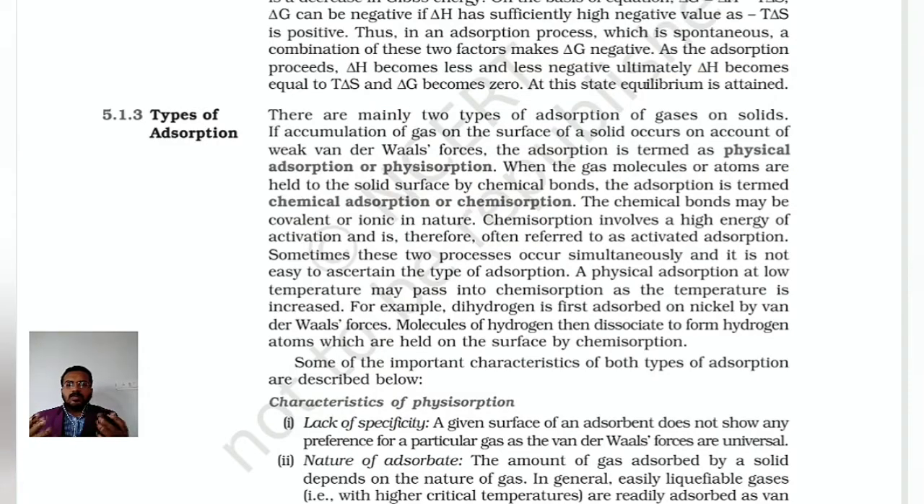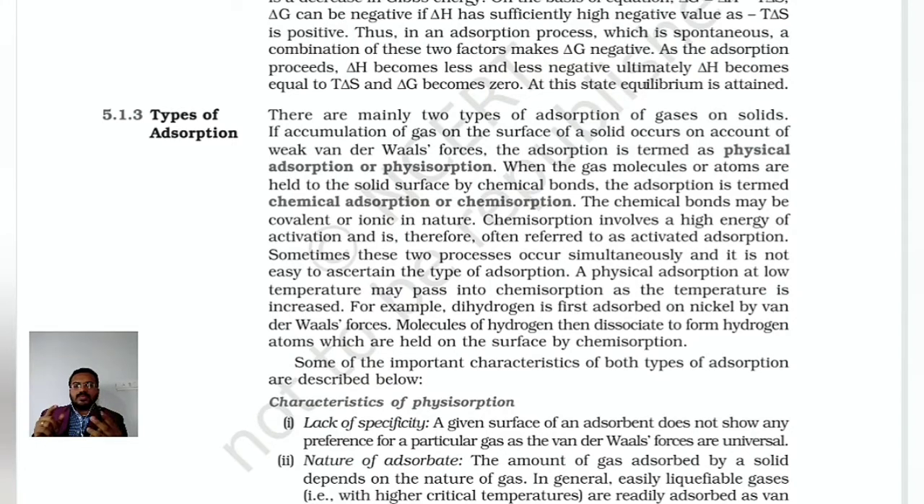Our next topic is types of adsorption. So mainly there are two types of adsorption. One is physisorption and the other is chemisorption. As the name suggests, physisorption means some physical forces will be holding the adsorbate and adsorbent together. We know that in the process of adsorption, the adsorbent and the adsorbate are in very close contact with each other. In physisorption, physical forces like van der Waals forces, for example hydrogen bonding and dipole-dipole forces, will be responsible for holding the adsorbate and adsorbent together.